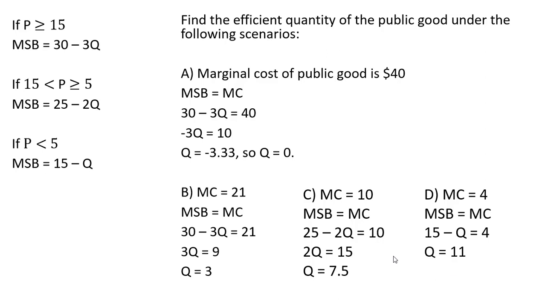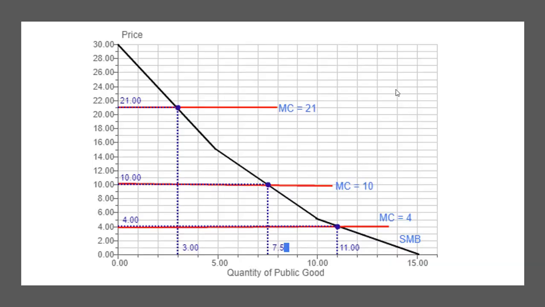Let's just show this quickly graphically. So here's our marginal social benefit curve. Here's our marginal cost at 21. So we just found where that intersected the marginal social benefit curve, came down. That was 3 units. When the marginal cost of providing the public good was 10, we found where that was equal to the marginal social benefit curve, came down, that was 7.5 units. And then when the marginal cost was 4, we found when that was equal to the marginal social benefit curve at 11 units. And when the marginal cost was 40, okay, we're up here, and that's just 0.